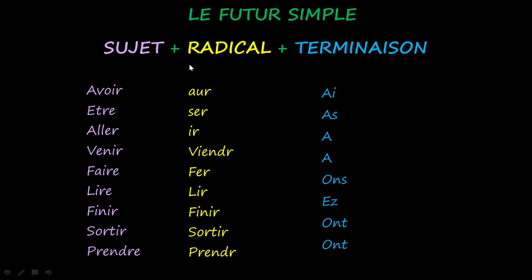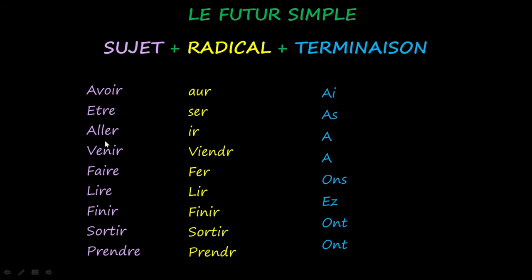Right? So for the irregular verbs, it will be different. For avoir, the past participle, you remember, is E-U. For être, it's été, E-T-E. Likewise, for the futur simple, you have to memorize the radicals of these verbs. For example, avoir is A-U-R. For être, it's S-E-R.